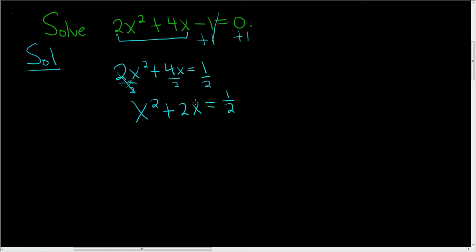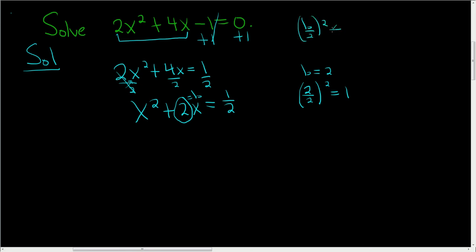The next step is to look at the coefficient of x. It's right here. And we call that b. So b in this case is 2. So you go to the side and you take b and you divide it by 2. So 2 over 2, and then you square it. And you get 1. So the formula is b over 2 squared.